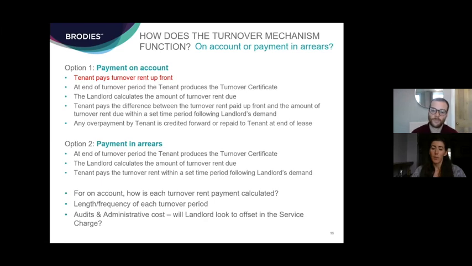In addition to being provided the turnover certificates, the landlord can do an audit as well of the account records, which again Matthew will touch on. And then when acting for the tenant, we want to make sure that the landlord doesn't offset the administrative burden and the costs of the audit against the tenant via service charge under the lease. So if the lease does contain service charge provisions, we would look to include an express exclusion for the costs of the audit from those provisions as protection.